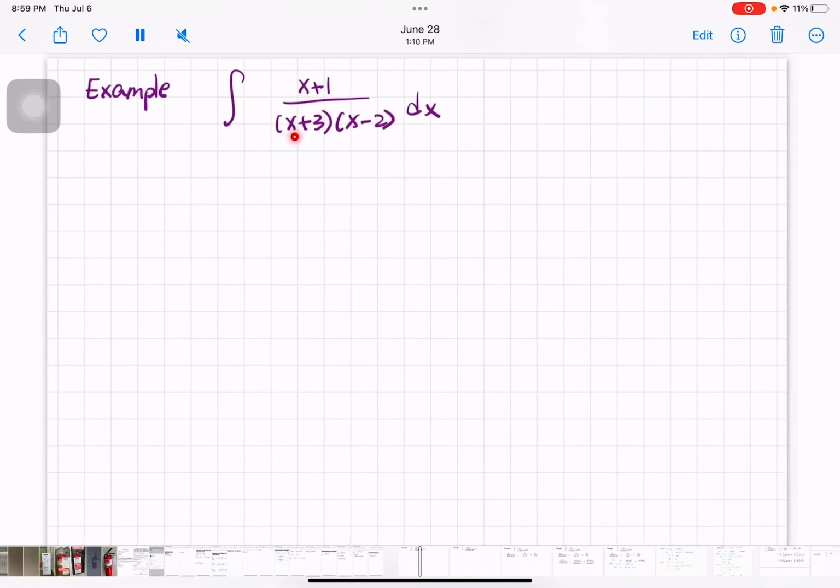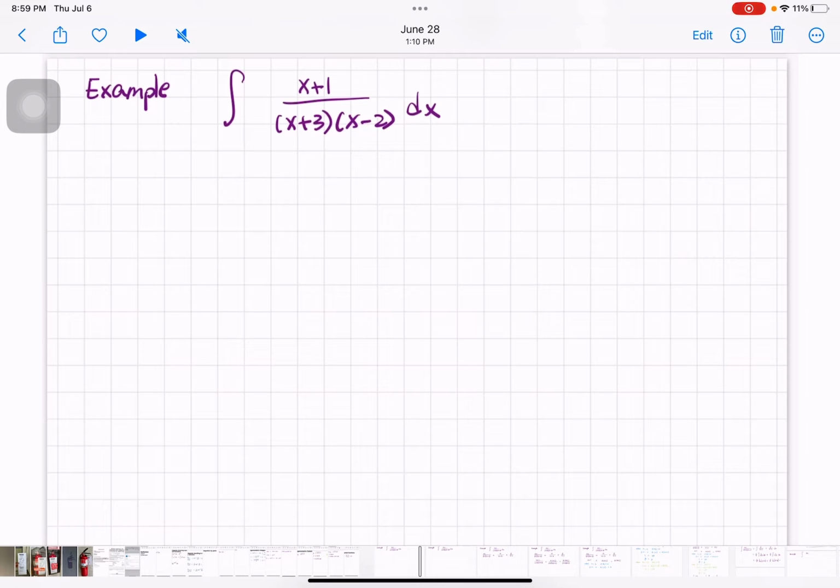Now let's continue from partial fractions. Here we have the denominator has a greater degree than the numerator. So we have to use the actual partial fraction decomposition techniques. In this example we have the integral of x plus 1 over x plus 3 times x minus 2.